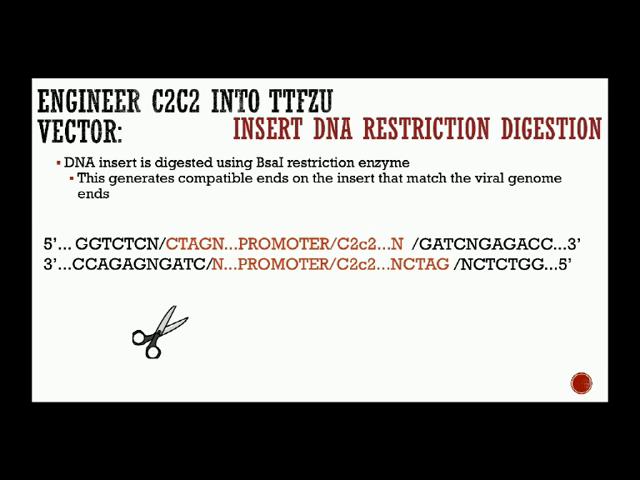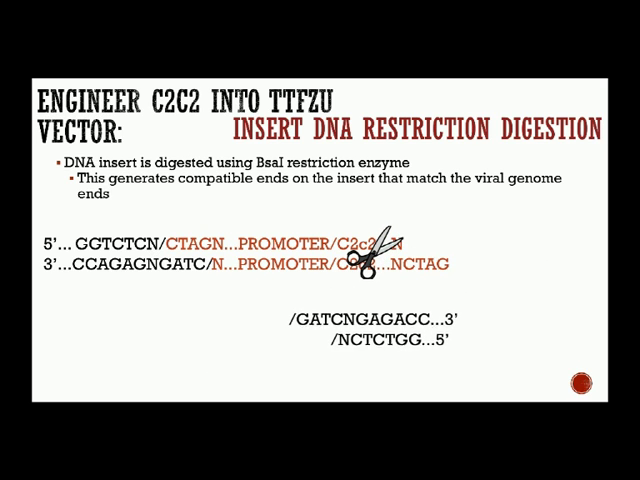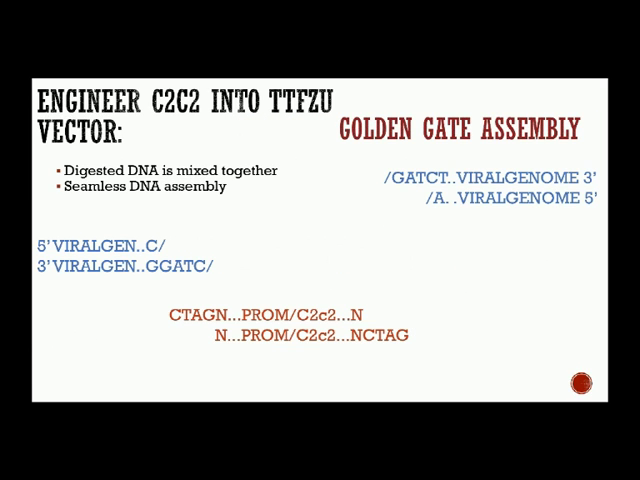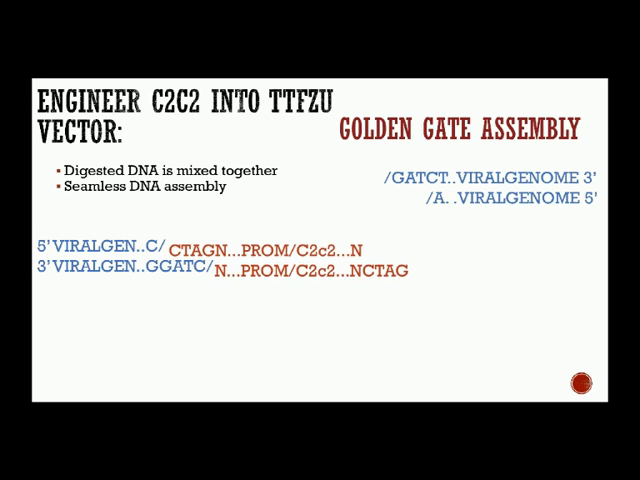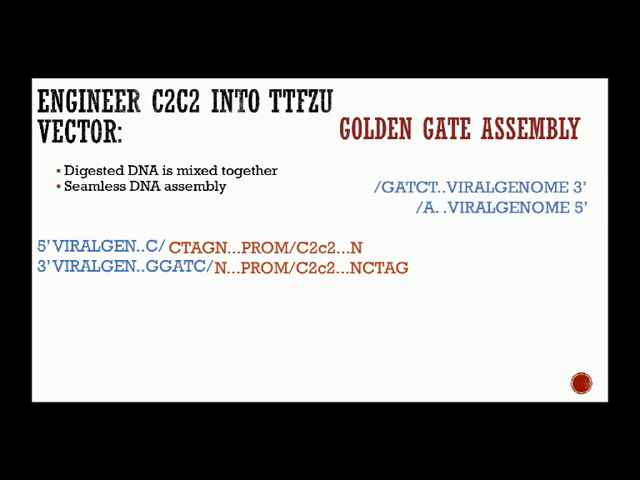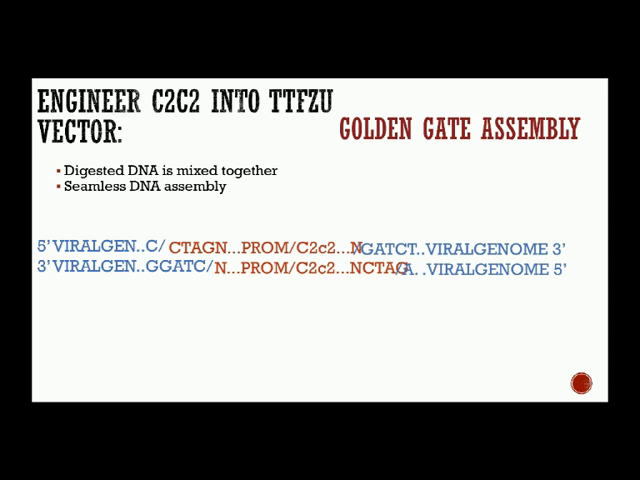The sequence from the Gibson assembly containing promoter, GFP, and CRISPR genes is then digested with BsaI, which will remove the ends of the assembled DNA, leaving sites complementary to the two large fragments from the TTFCU viral digestion. We then mix the two digestion mixtures together and get the viral genome with the engineered insert between the two restriction enzyme cut sites. We add DNA ligase and the gaps will be sealed, resulting in a seamless DNA assembly.